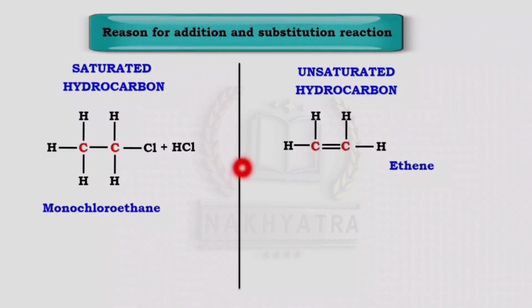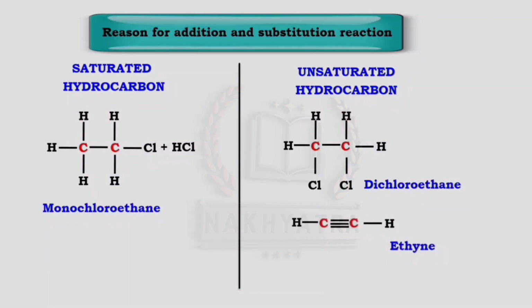Alright, now next see for unsaturated hydrocarbon. This is the structure for ethene, and when ethene is treated with the 2 chlorine atoms, then the 2 chlorine atoms get bonded with the 2 carbon atoms and form dichloroethane. Next structure is ethyne. Again, when ethyne is treated with the 2 chlorine atoms, then they get bonded with the 2 carbon atoms and form dichloroethane.